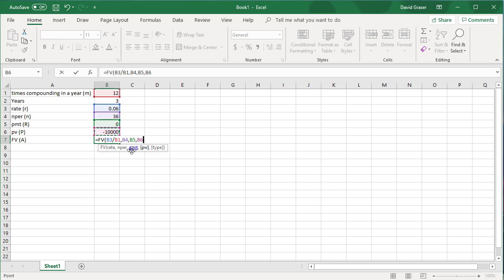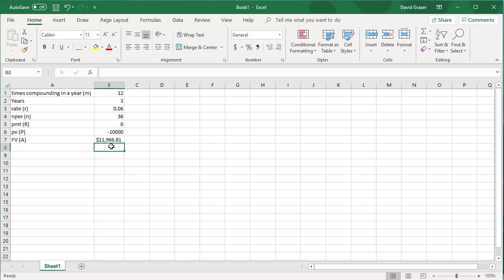The only place where you might get confused is they write it as rate here, but what they mean by rate is the rate per period. That's not what I put up here. That's why I needed to divide it by 12. I'll end the parentheses, press enter, and then it goes ahead and calculates out what the future value of that is. So if I put $10,000 into an account at 6% compounded monthly for 3 years, I'm going to end up with $11,966.81.